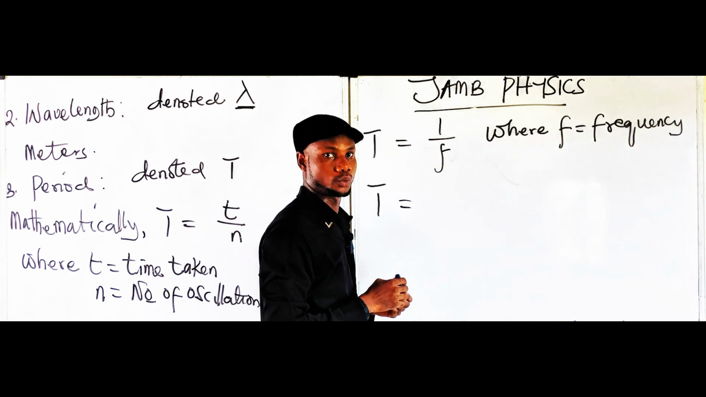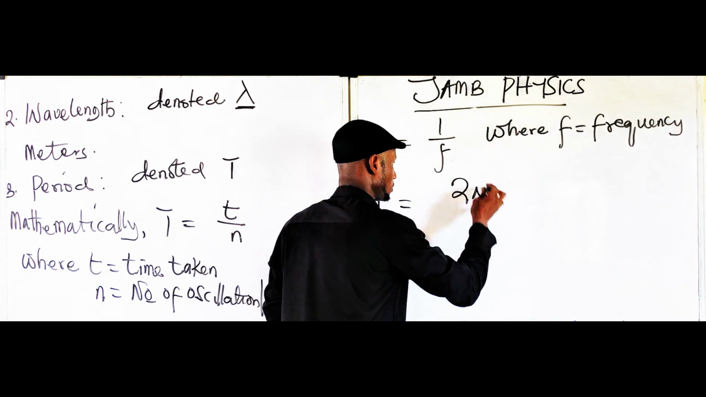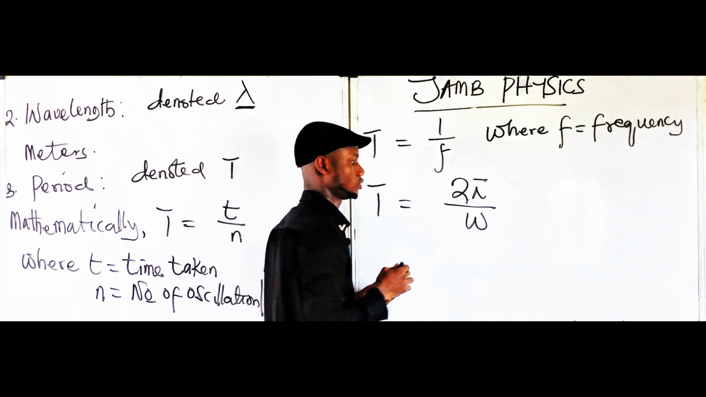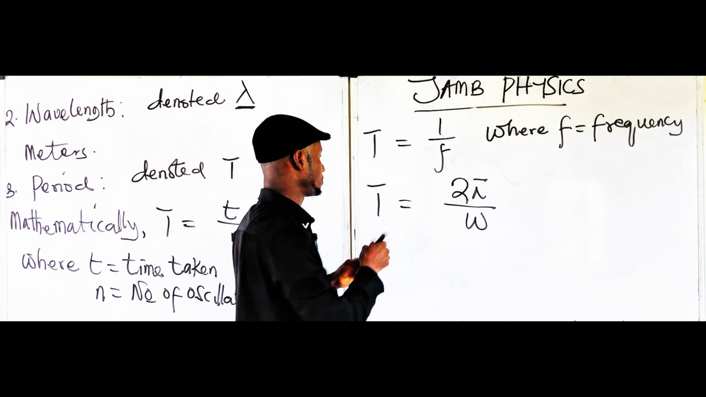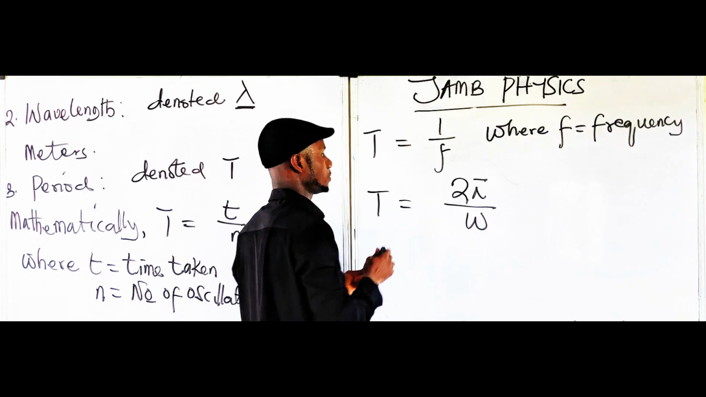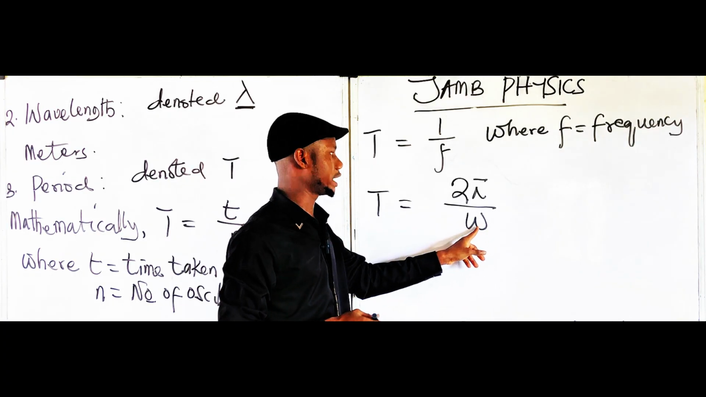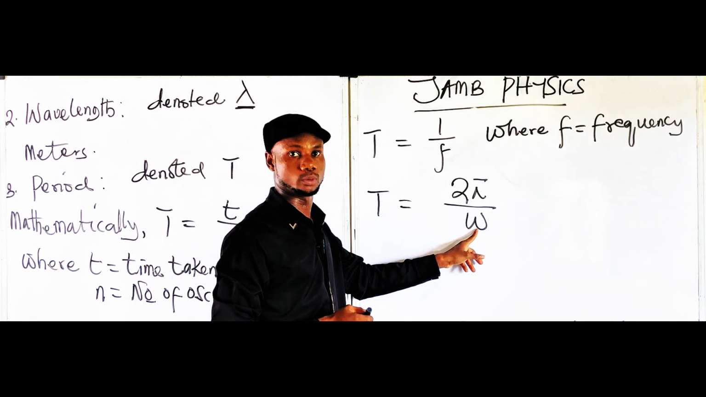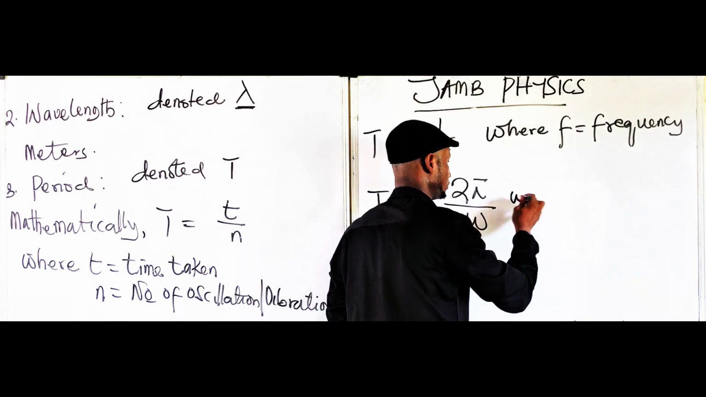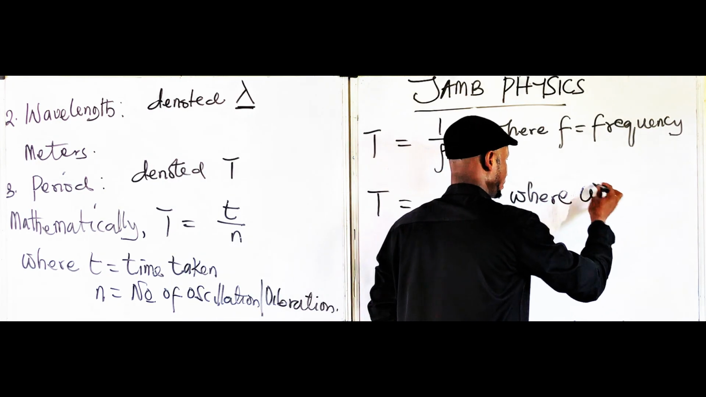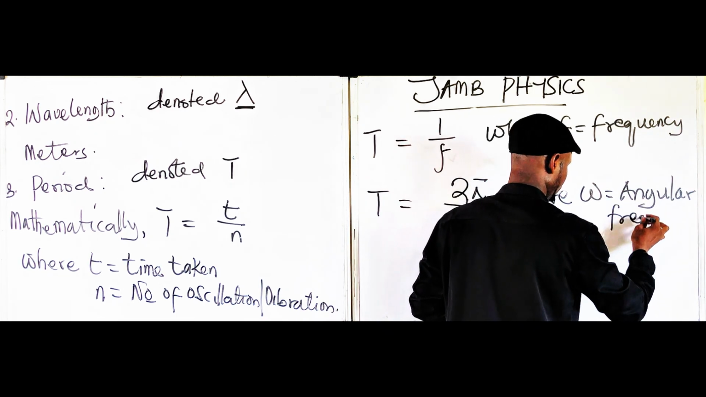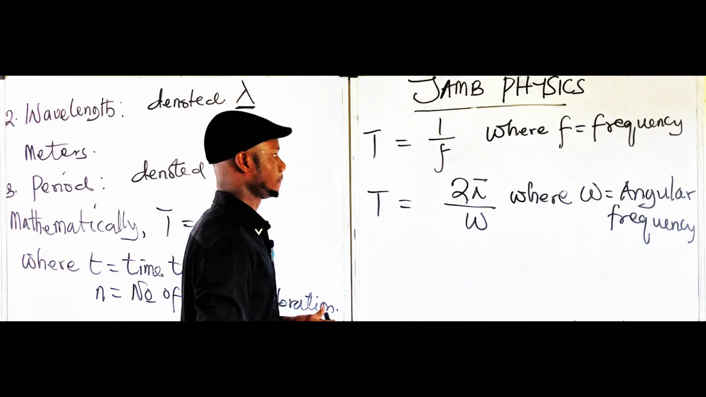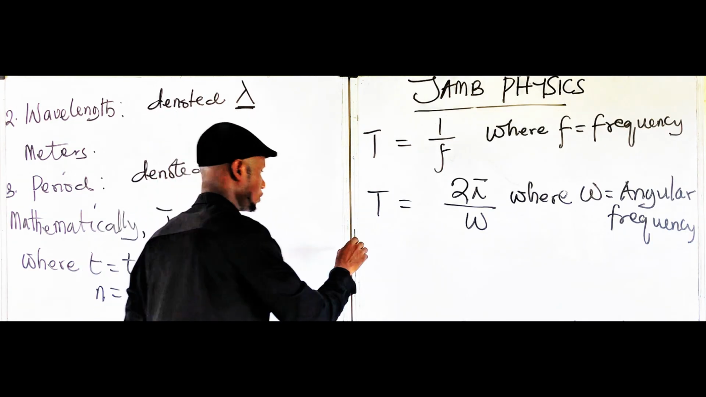So, the next one here is the formula for period relating to angular frequency. That is 2 pi over what? Omega. Please take note. That is 2 pi over omega. Okay. Now, this is the formula for period relating to angular frequency. Now, this omega here is said to be angular frequency. I'm going to explain this omega more in the next formula. Please take note. Okay. Now, where omega is equal to angular frequency.